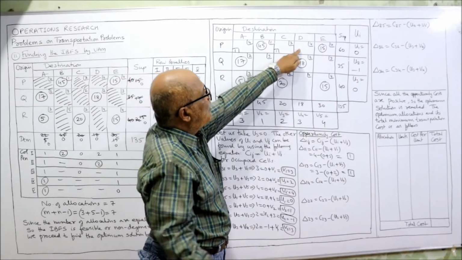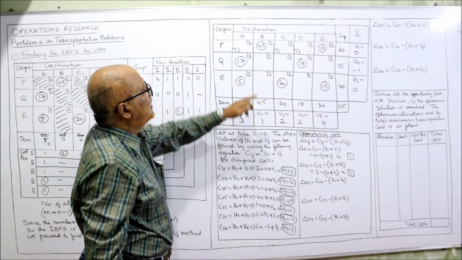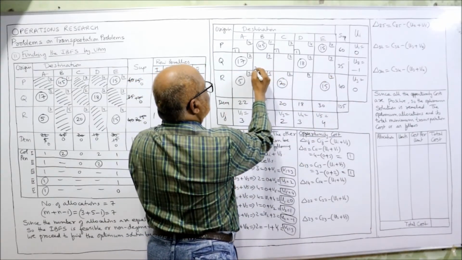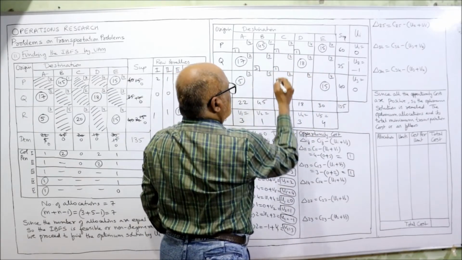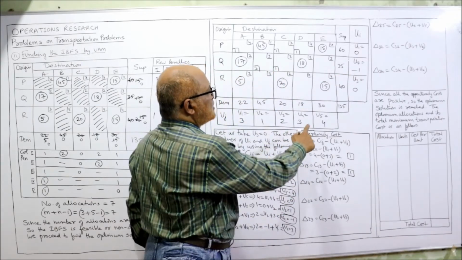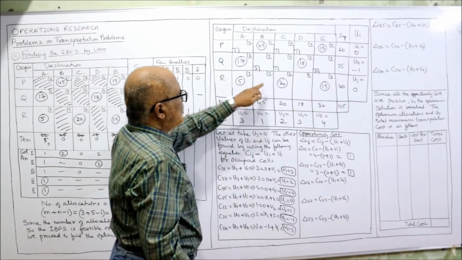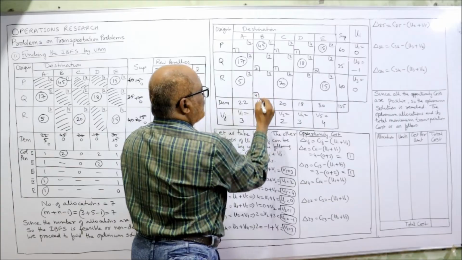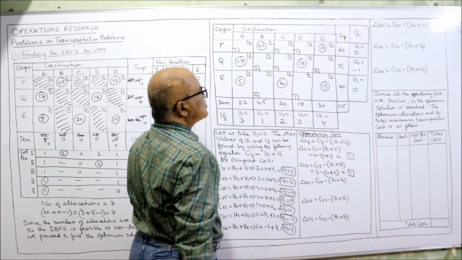Here, 3 plus 0 is 3. 4 minus 3, 1. Here, 1 minus 1, 0. So 3 minus 0 is 3. Here, 2 minus 1 is 1. Because in bracket, 2 minus 1 is 1. Similarly, 4 minus 1 is 3. So 3 minus 3, 0. So here, 1 plus 0 is 1. 5 minus 1 is 4. Here, 3 plus 0 is 3. 4 minus 3, 1. That's all.